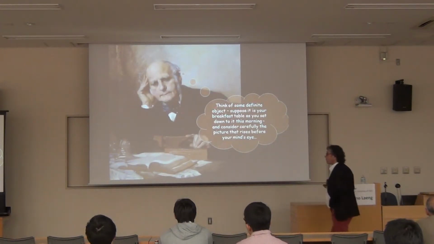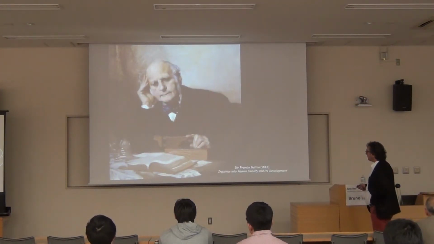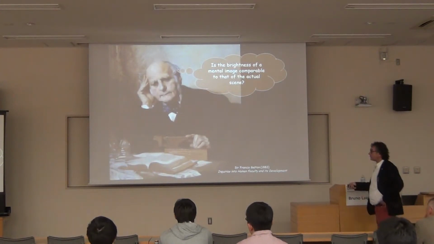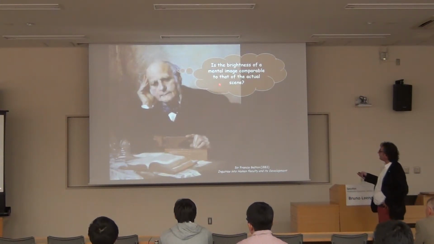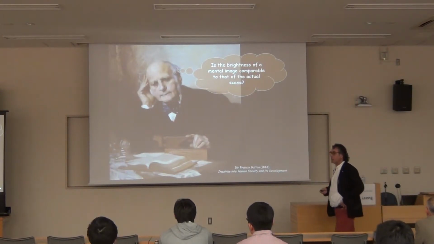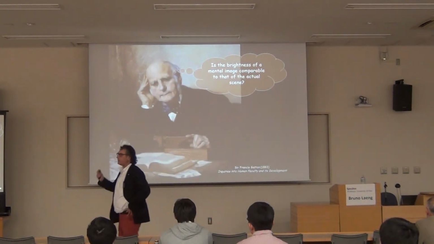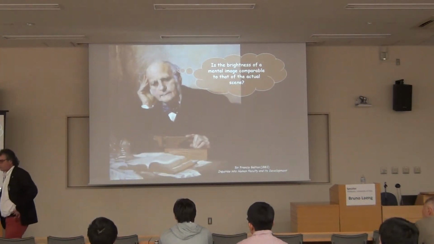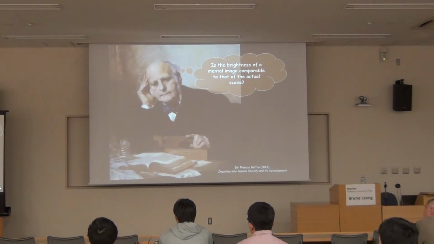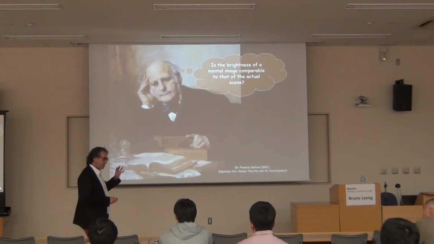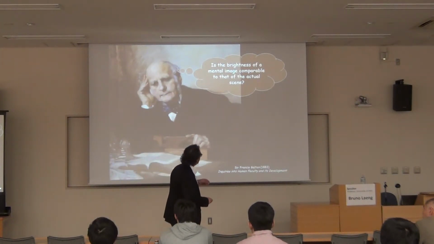So this is a direct quote of Galton, sorry, this one. If you can go back to this one. Is the brightness of a mental image comparable to that of the actual scene? Why is he posing this question? Because Galton had the idea that we also have, or contemporaries like us would have, that imagery is like perception, and therefore it should have many of the aspects of perception itself. The same sensible features that we have in perception should be present in imagery.